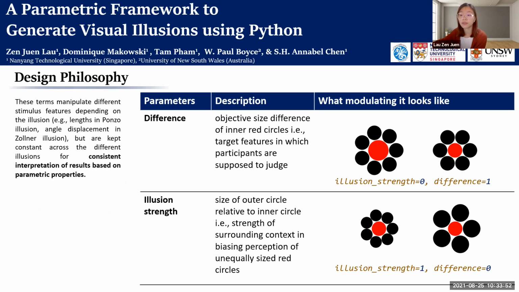Across different illusions, these argument names manipulate different properties. So this can be, for example, the length of the distractor and target lines in the Ponzo illusion, or the angle displacement of lines in the Zöllner illusion. But the point here is that we keep the arguments constant across these different illusions so that results can be consistently interpreted based on these parametric properties. So we designed PyIllusion this way because in most visual illusions, the strength of the illusion can be dissociated from the actual difference that we perceive. So allowing researchers to easily manipulate these parameters will open the door for potentially interesting paradigms to be designed.